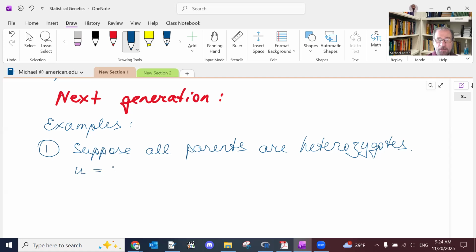U, how many parents will have both dominant genes? None. We assumed that all of them are heterozygotes, one dominant and one recessive gene. So this will be 0, none of them. Similarly, W is 0, and all the parents are capital A, little a, heterozygotes, so V is 1. What will be in the next generation? Their children.